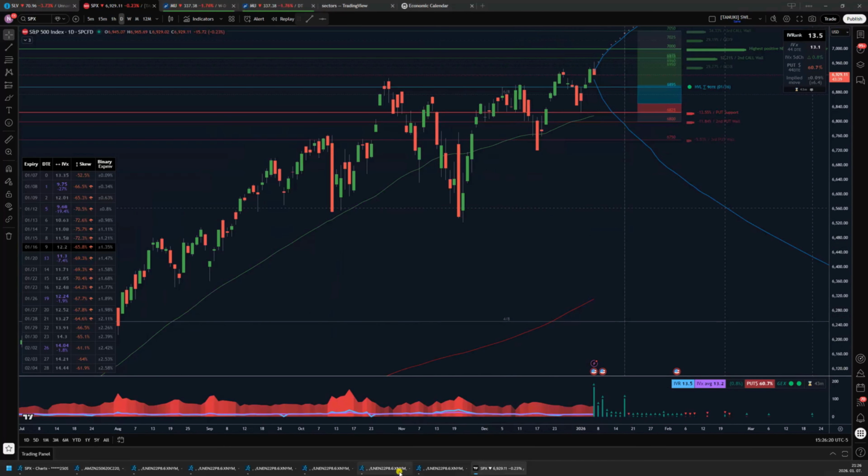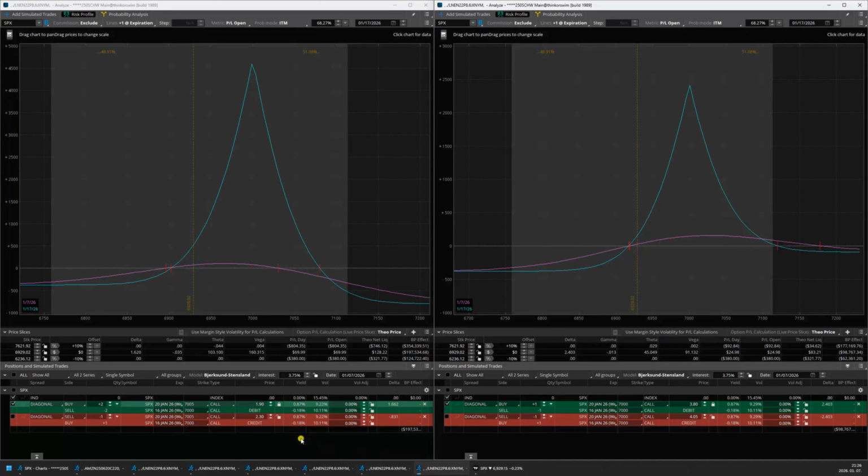And let's look at the two positions. The only thing I changed since yesterday is not an adjustment, but I wanted to have the same downside debit on both strategies.